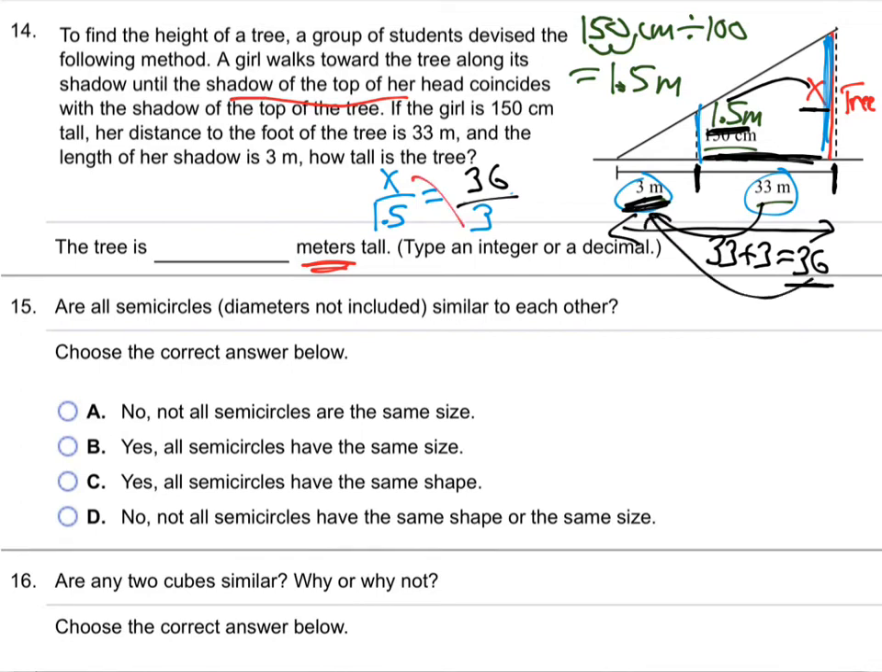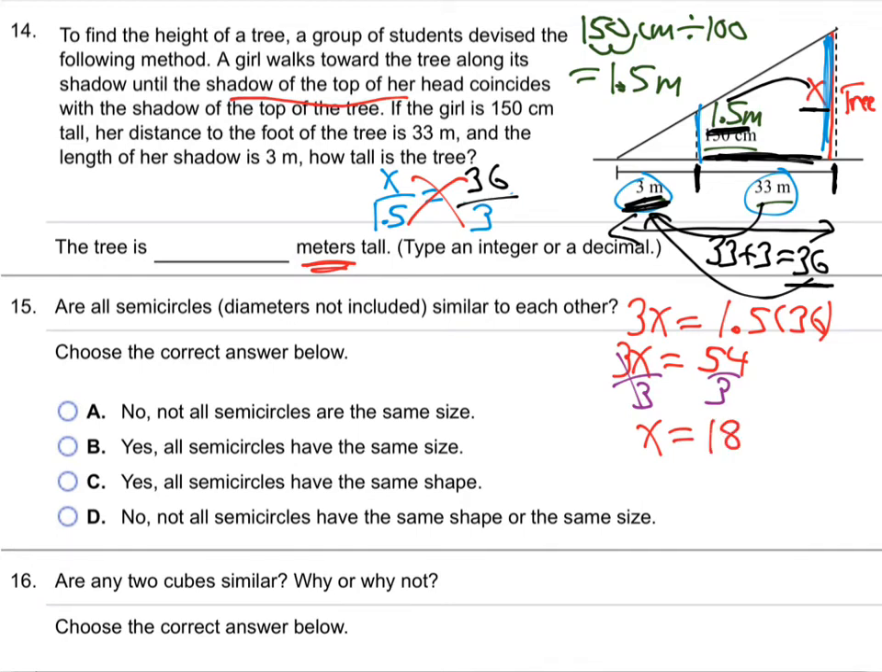So now we can cross multiply. So we get 3 times x is 1.5 times 36. So that's, what is that, 1.5? I think it's 54. And then divide by 3. X is, what's that, 18. So x is 18. The tree must be 18 meters high.